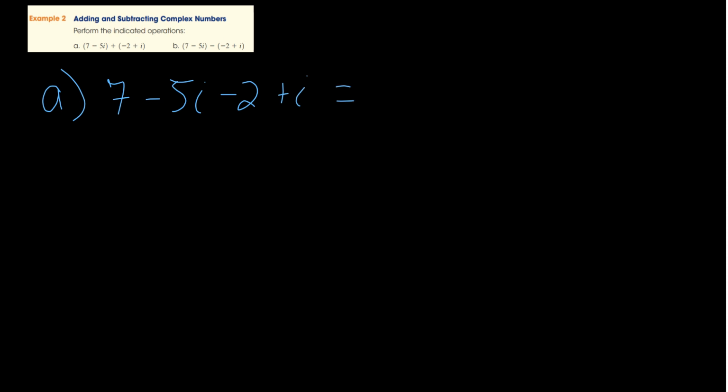And then what we'll do is combine our real parts, and combine our imaginary parts. So we've got the 7, but it's positive 7 and a minus 2, so that turns into a 5. I'm just thinking aloud. So we'll do 7 and a minus 2, so we'll have a 5. And then a minus 5i and a plus i gives me a minus 4i. And that's A.